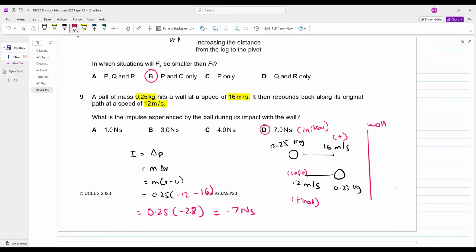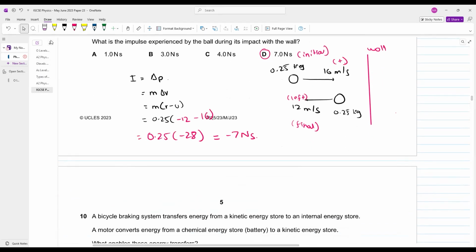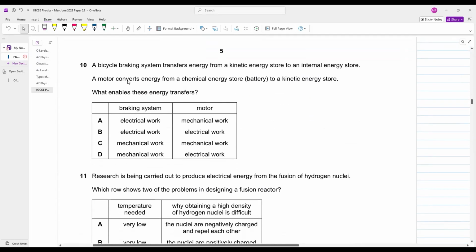D is your answer. You can ignore the sign. Whenever you are calculating impulse, or moment, you can ignore the sign because the sign just tells you about the direction, that the impulse is acting towards the left. Nothing more.